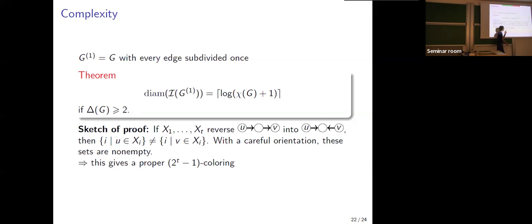Okay, so for at least one inversion, the U and V are separated. And so this gives a 2 to the T coloring if you have T inversions. And if you're careful with choosing the orientation of your graph, you can avoid the empty set. So this gives a 2 to the T minus 1 coloring. Okay, and the other direction is similar.